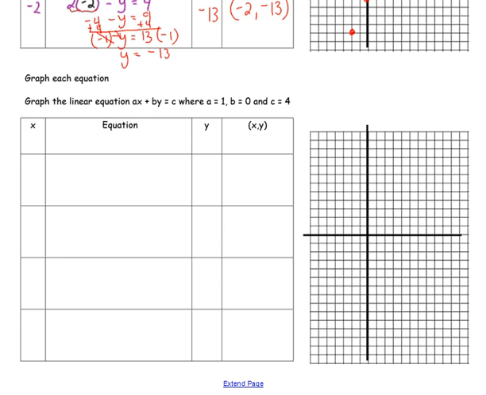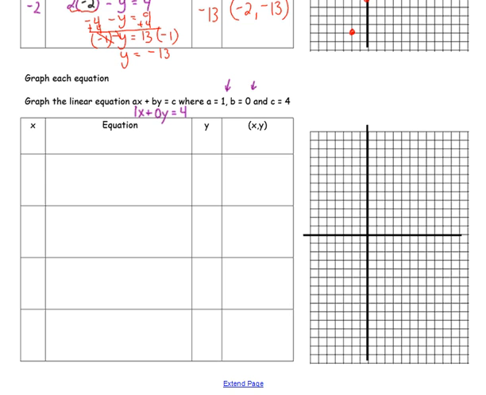Graph the linear equation ax plus by equals c, where a equals 1, b equals 0, and c equals 4. So these are going to be our coefficients for x and y. We're going to replace a with 1, so that's going to be 1x. We're going to replace b with 0, 0y. And we're going to replace c with 4.